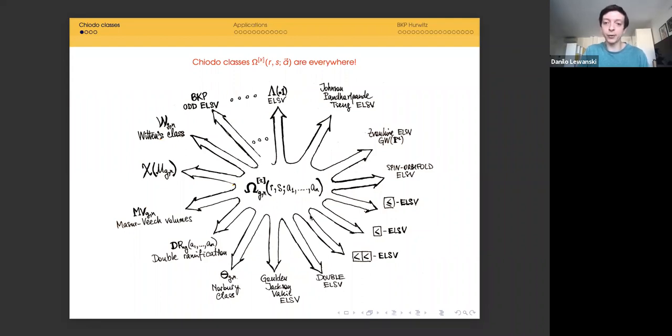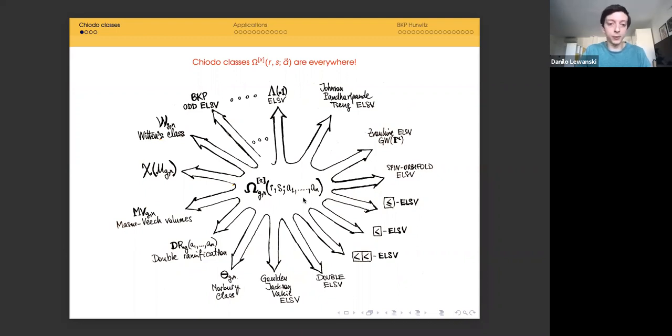This Chiodo class is also involved in several ELSV formulas for Hurwitz numbers of weighted type. So John Harnett spoke a lot about them. They are also in double Hurwitz numbers and in the conjectural formula by Goulden, Jackson, and Vakil. They are related to Norbury's class, theta. So yesterday I could not attend the talk of Paul because I was flying, but I assume he defined theta. And in fact, I will briefly mention how this is related to Chiodo.